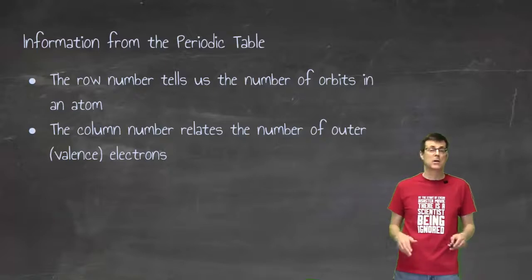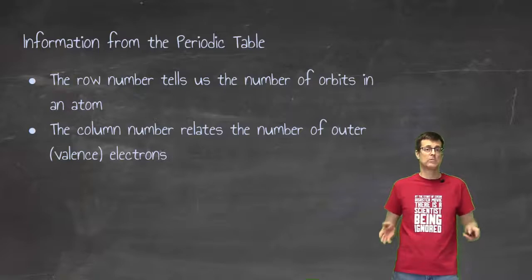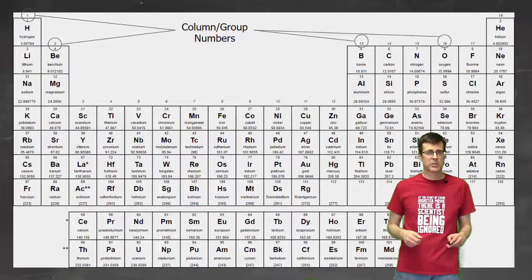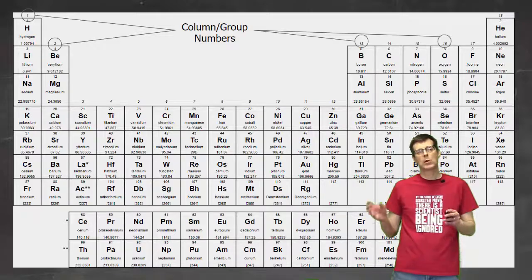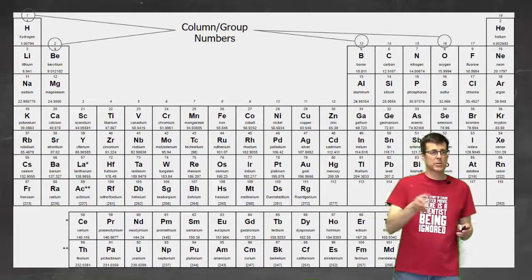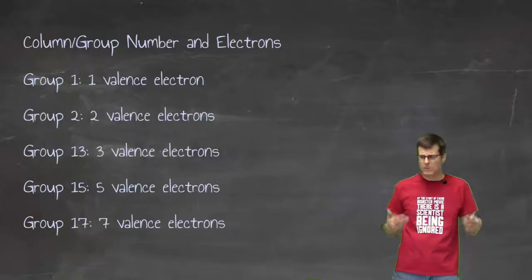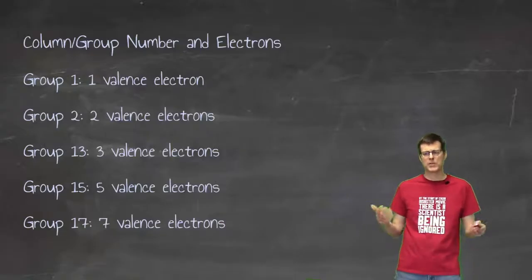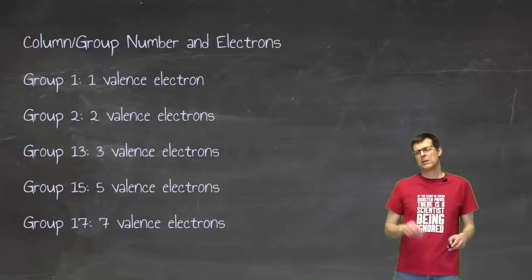Then the other thing is the columns. The column number relates to the number of outer or valence electrons. The column numbers are going to be at the top, and they go 1, 2, 3, 4, all the way across to 18. We're just going to deal with the ones digits. So the 1, 2, and then when we get to 13, we'll think about it as a 3, 4, 5. So group 1, 1 valence electron, group 13, 3 valence electrons, group 17, 7 valence electrons. And that'll be a quick check for us to make sure that we know what we're drawing.